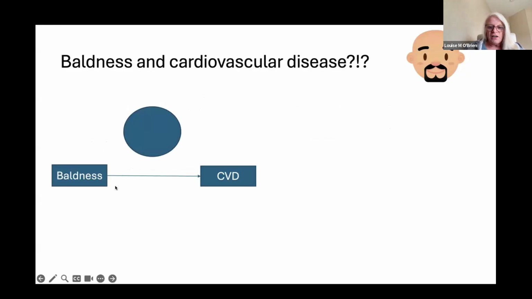So here we go. We've got baldness and cardiovascular disease. We could run this in a model and we could get like a 3-fold increased risk of cardiovascular disease if you're bald. But that doesn't sound right, right? We've got some confounders to think about. So does anybody know what could be an obvious confounder?